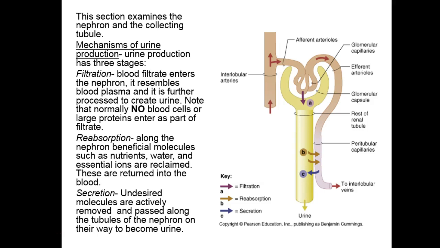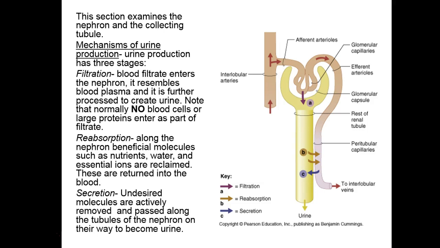Filtration, which is filtration of the blood entering the glomerulus. So blood enters the nephron, and the first part of the nephron is the glomerulus. It is then filtered by size. Those things that are small enough will fall through. Those things that are too big will stay in the blood. Normally no blood cells, because they're too big, or large proteins are going to enter the filtrate.